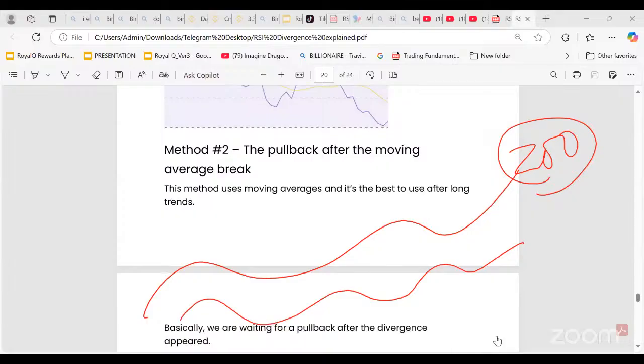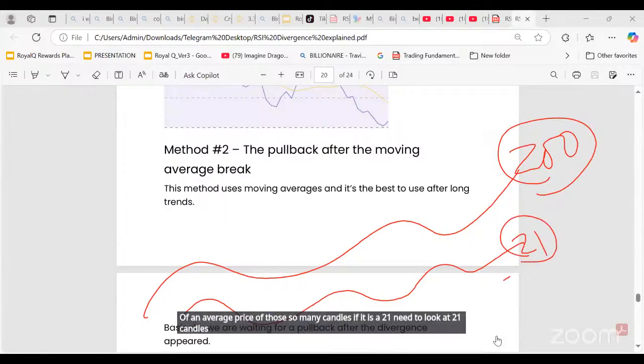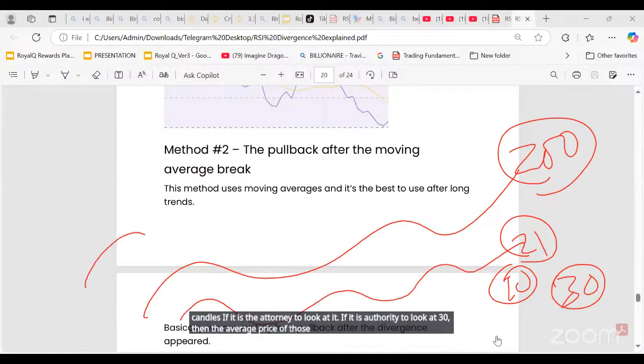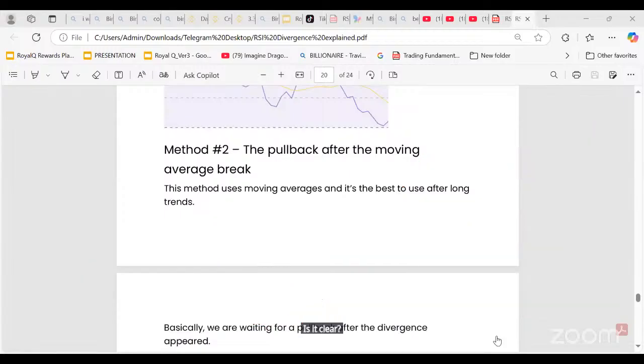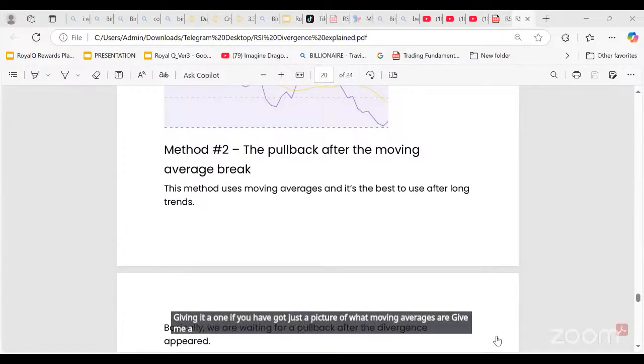Have you understood the concept of a moving average? So it draws a line of an average price of those so many candles. If it is a 21, it will look at 21 candles. If it is a 10, it will look at 10. If it is a 30, it will look at 30. Then the average price of those many candles, it draws a line there. Is it clear? I'll dig deep tomorrow. Give me a one if you have got just a picture of what moving averages are.